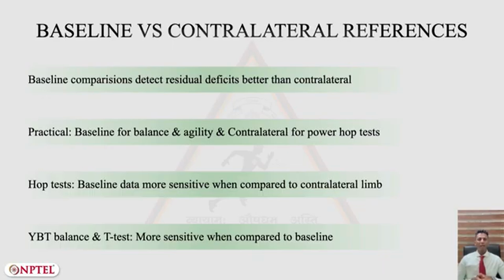For balance and agility tasks, baseline data are particularly useful as small deficits can be overlooked when only comparing limbs. The practical recommendations: use baseline data whenever available and contralateral comparison when baseline data are missing, but interpret results with caution.